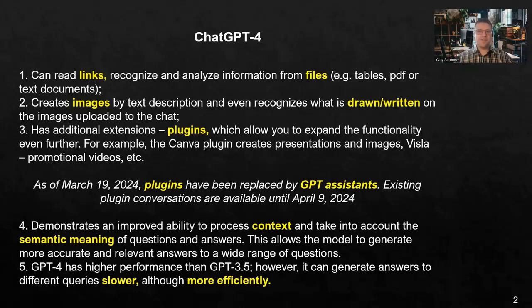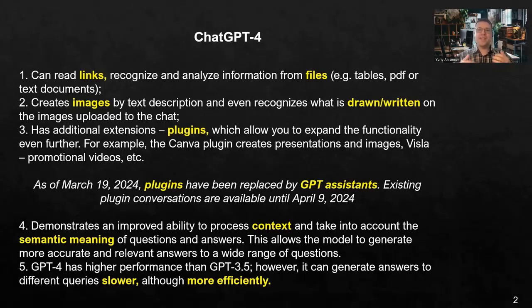I'll explain. GPT-4 can read links, so 3.5 didn't have access to the internet. ChatGPT-4 does have access to the internet. It can read links, it can analyze information from the links. And another awesome feature is that it can also read files. So you can attach files like tables, PDF files, text documents, and ChatGPT will derive information from these files. It will analyze this information. It's much easier because previously you had to copy and paste, and that takes additional time.